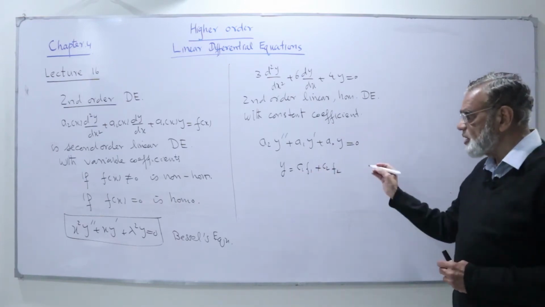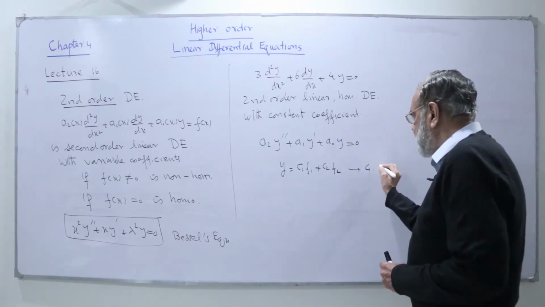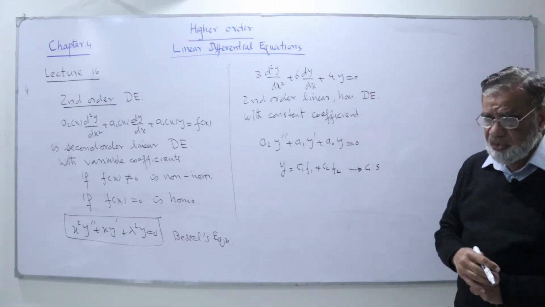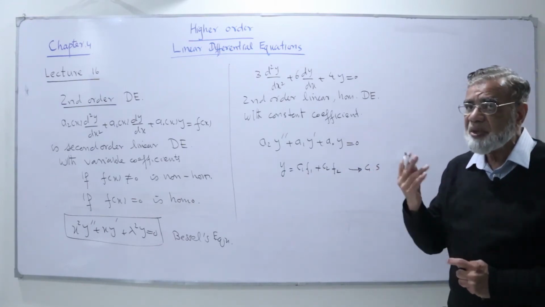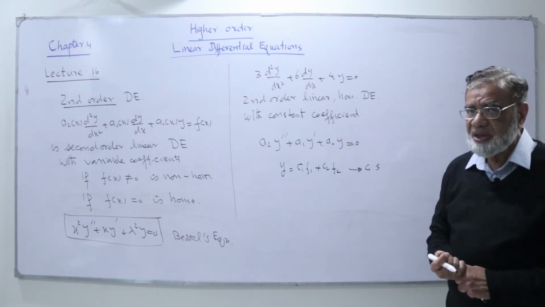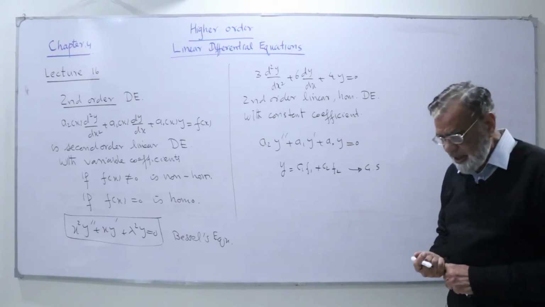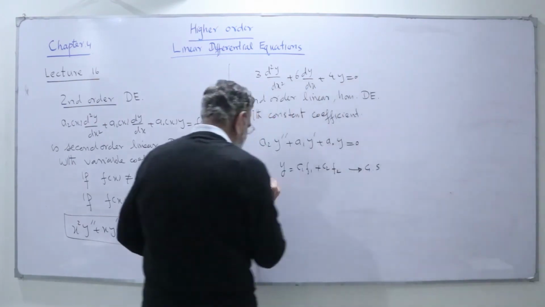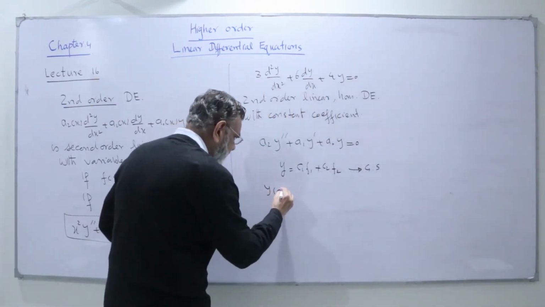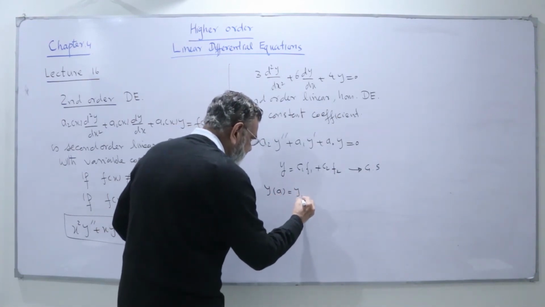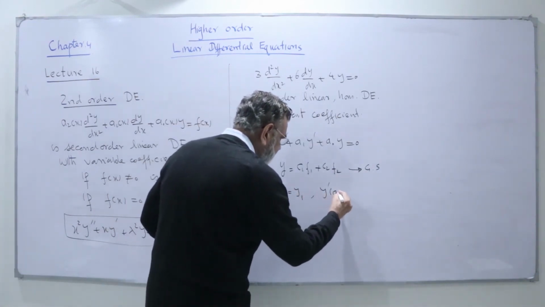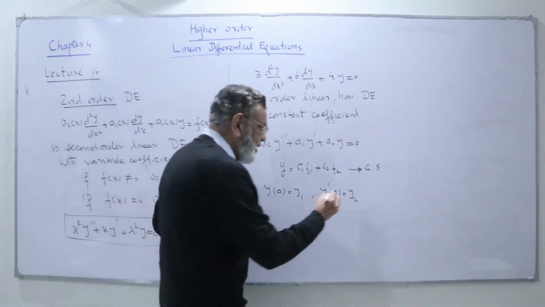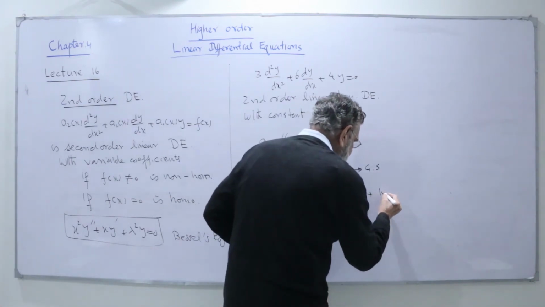This is my general solution. If I want to find the particular solution, I need the values of C1 and C2. For that I have two possibilities: I can use initial conditions or boundary conditions. Initial conditions are conditions at a single point. For example, y at point A is equal to y1 and y dash at point A is equal to y2. Because these conditions are defined at x equal to A, one point, we call them initial conditions.